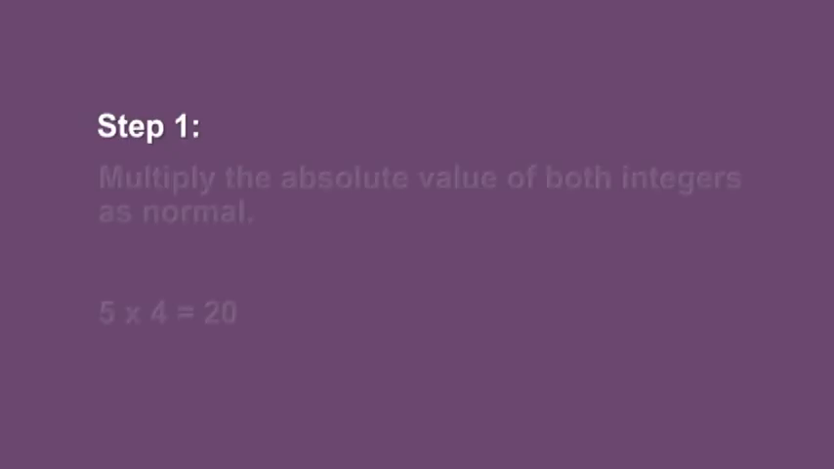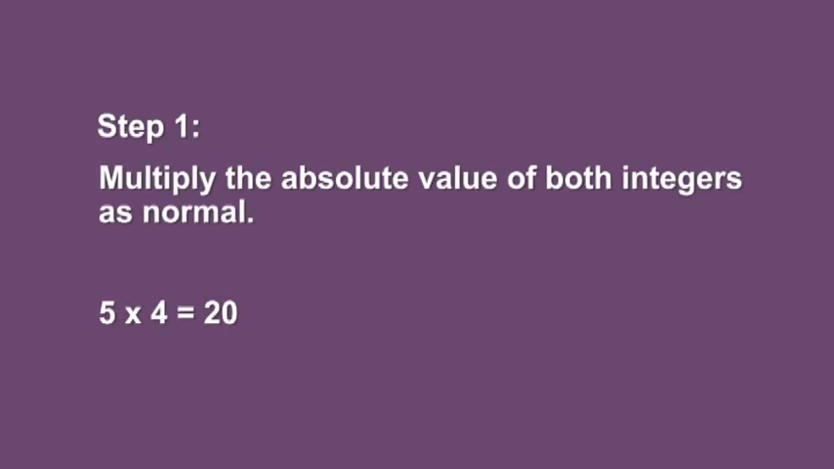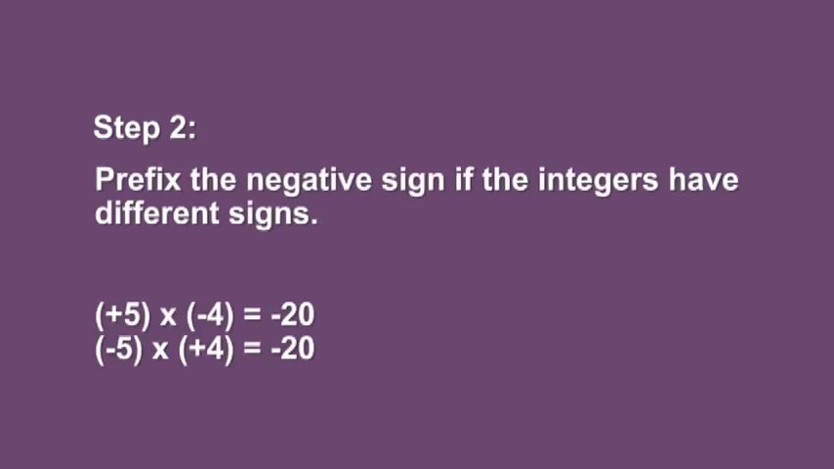Let's apply these steps to our example. Step 1, multiply the absolute value of both integers as normal. That's 5 times 4 equals 20. Step 2, prefix the negative sign if the integers have different signs. That's positive 5 times negative 4 equals negative 20. Or negative 5 times positive 4 equals negative 20. Very easy, isn't it? Let's try out a few more examples.